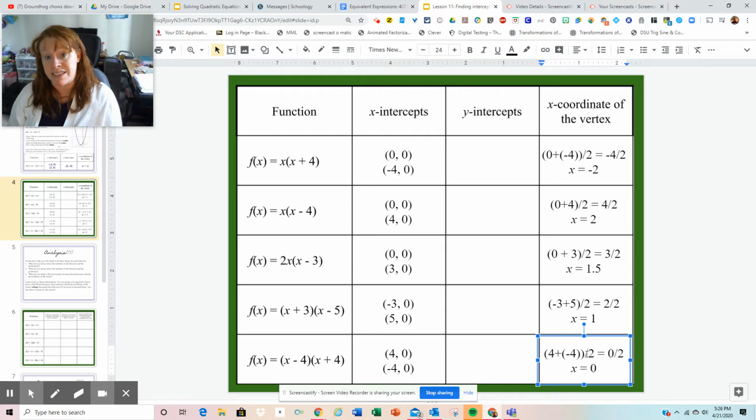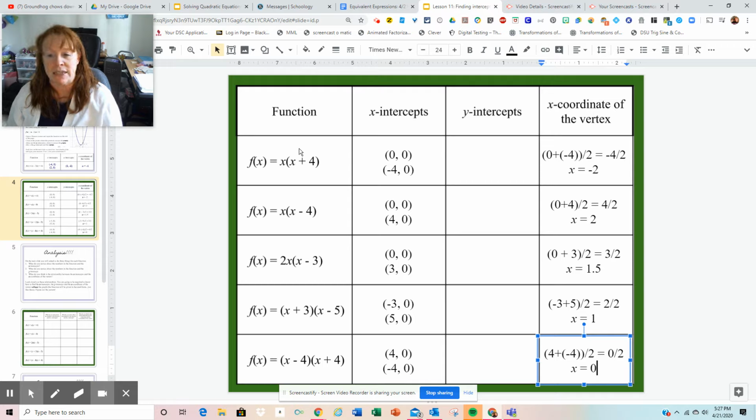Well, what that means is that my vertex is on the y-axis. The y-axis is going to split that parabola right in half. So that's what that means. So that's what this one's all about, just taking the average. You just have to take the average of that, but you got to find these first.